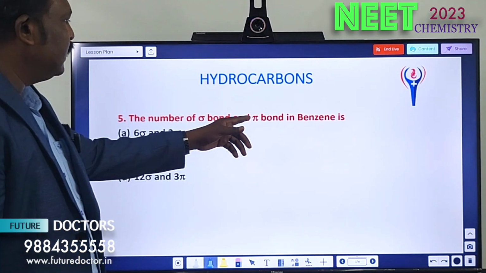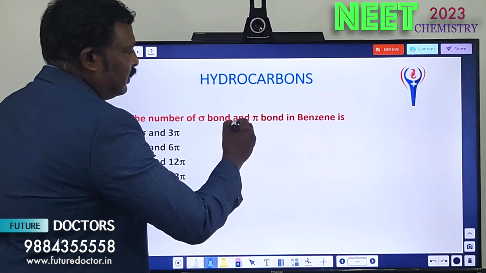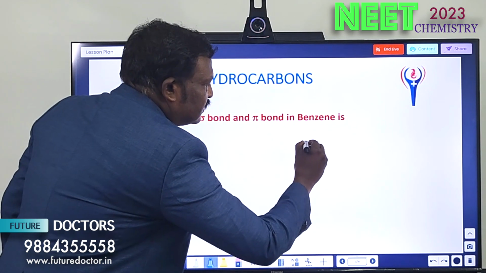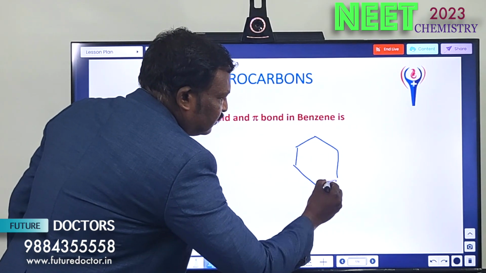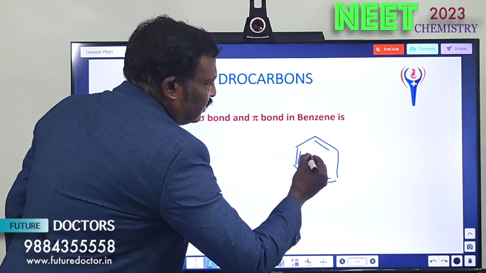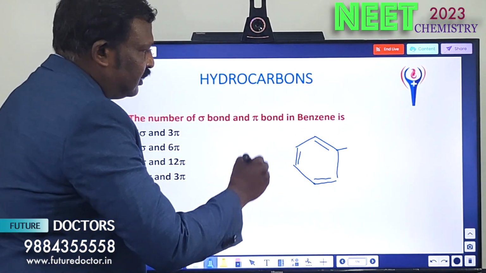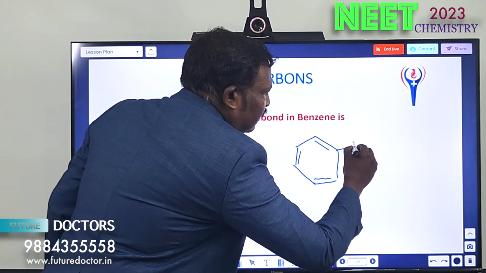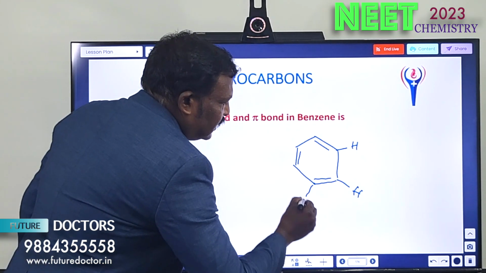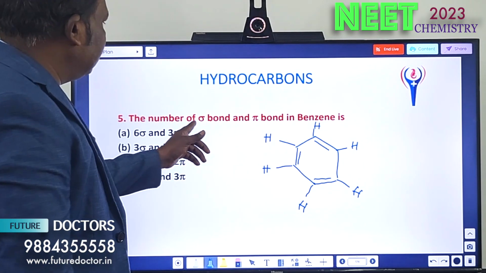See the next one. The number of sigma and pi bonds in benzene. Simple one. Very simple. Sigma bond and pi bond. First you draw the benzene structure. You know that benzene structure. Here the double bonds are in alternate positions. Here we have 6 corners, 6 carbons. At each and every corner we have a hydrogen also. You know that. These are all very simple questions. Okay, find the sigma bonds.